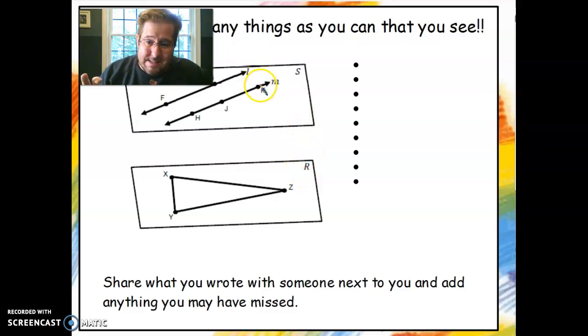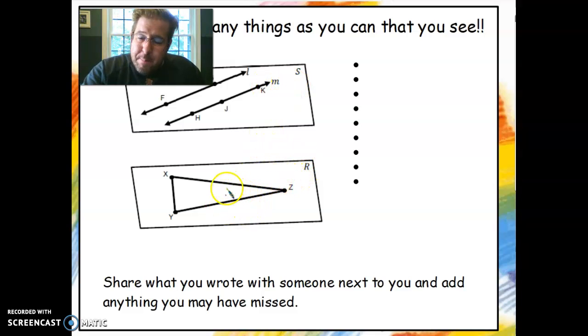On plane S, I would say we have 2 lines that look parallel, but we don't have any proof. We have line L and M that kind of look parallel. On line L, I would say there are 2 points, F and G. And on line M, there are 3 points, H, J, and K.